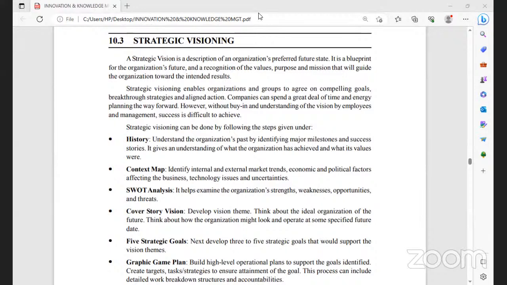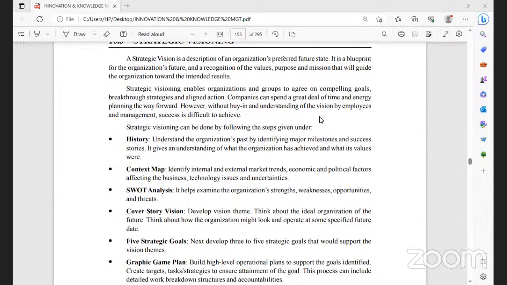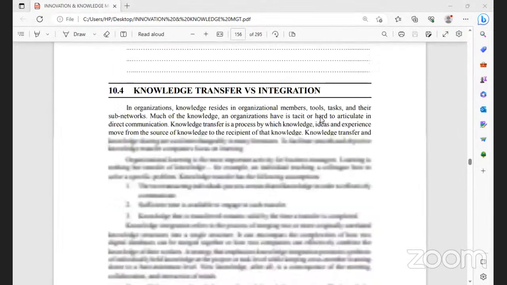Strategic visioning can be done by following steps: history, context maps, SWOT analysis, means strengths, weaknesses, opportunities and threats, cover story vision, five strategic goals, graphic game plan. These are all different ways of implementation of strategic visioning in real-time scenarios.